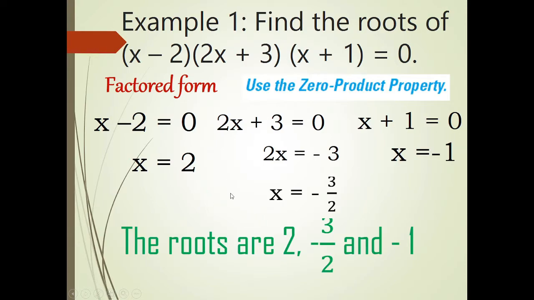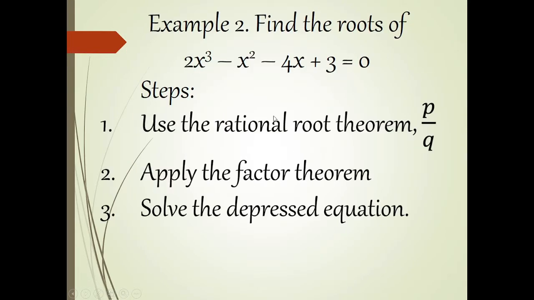E, paano pag hindi siya naka-factored form? Like in the second example. So, how do we find the roots of 2x cubed minus x squared minus 4x plus 3 equals 0? Here are the steps. First, you use the rational root theorem. That means applying the P over Q. So, you will understand this later. And, second, apply the factor theorem. Third, solve the depressed equation.